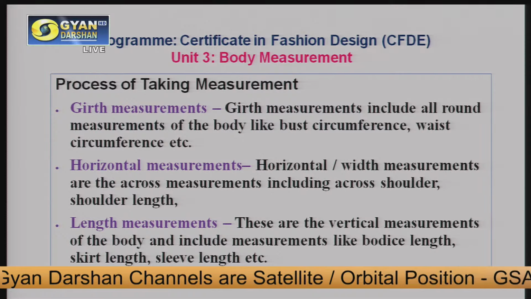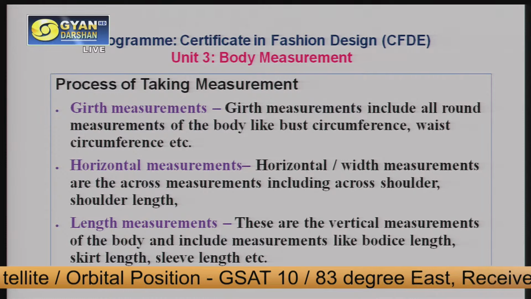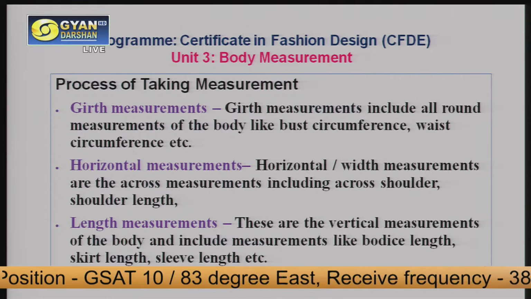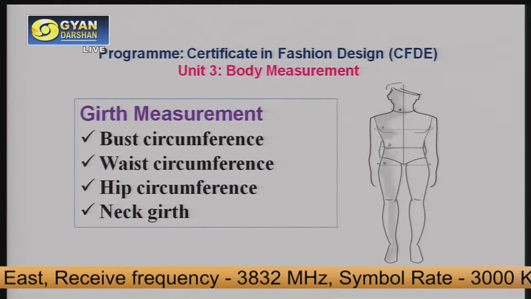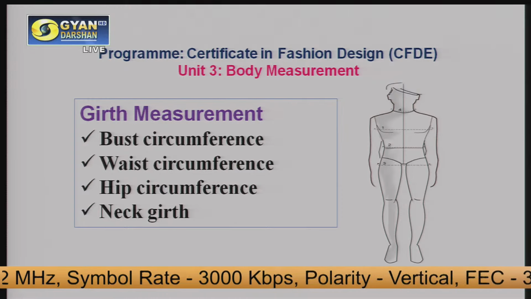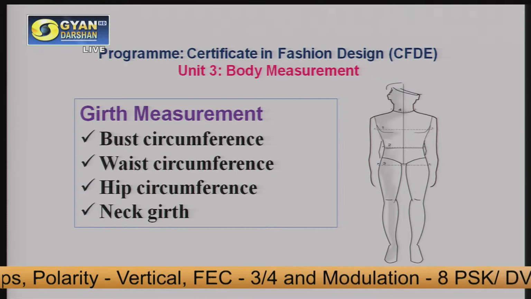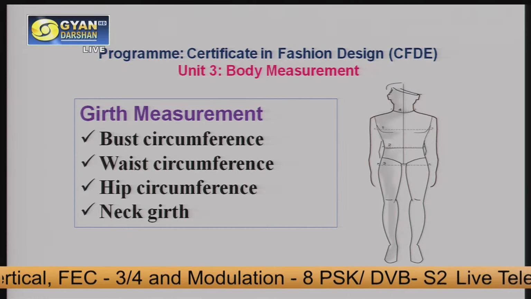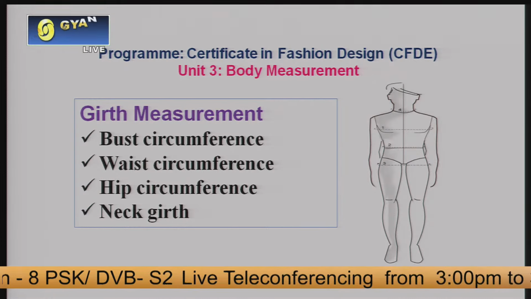Now let us see what types of measurement come under the girth measurement. Girth measurement includes all the round or circumference measurements, as you can see in the picture: the bust or chest circumference, waist circumference, hip and the neck girth. All the round measurements of the body come under girth measurement, and they should be taken first in the process of body measurement.